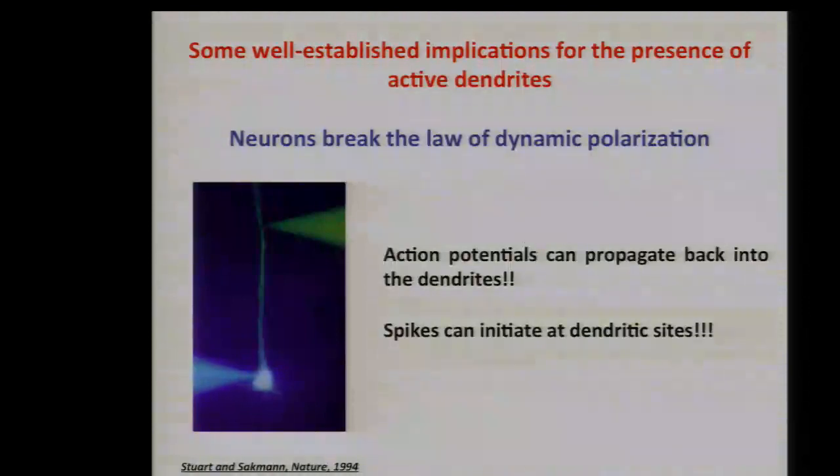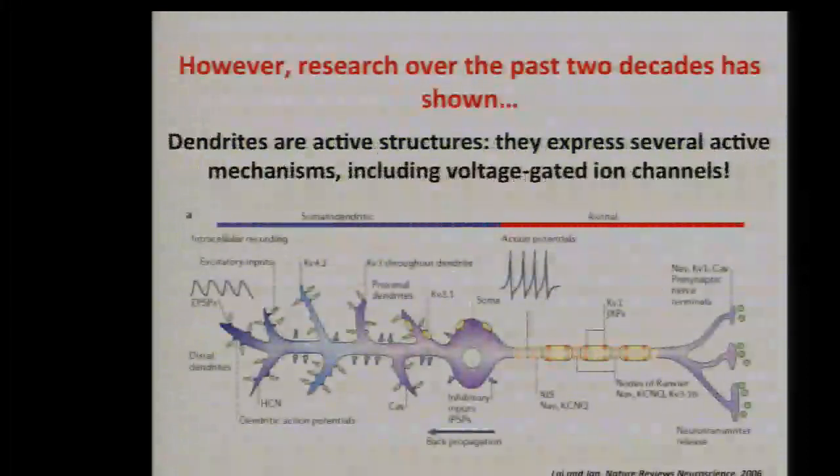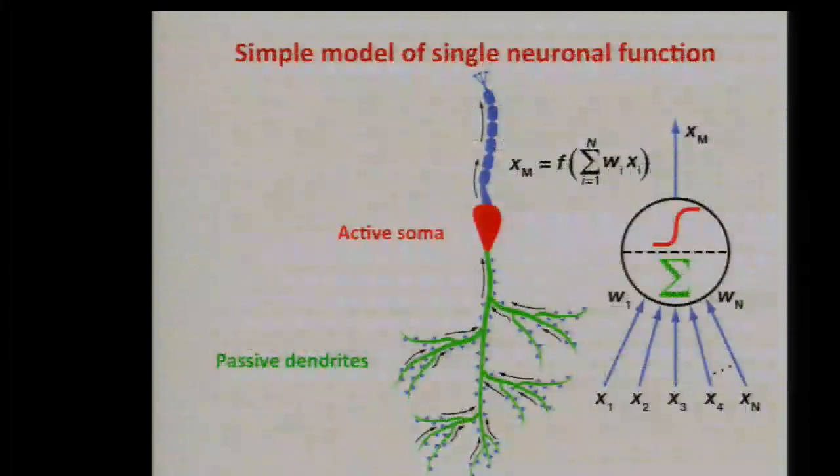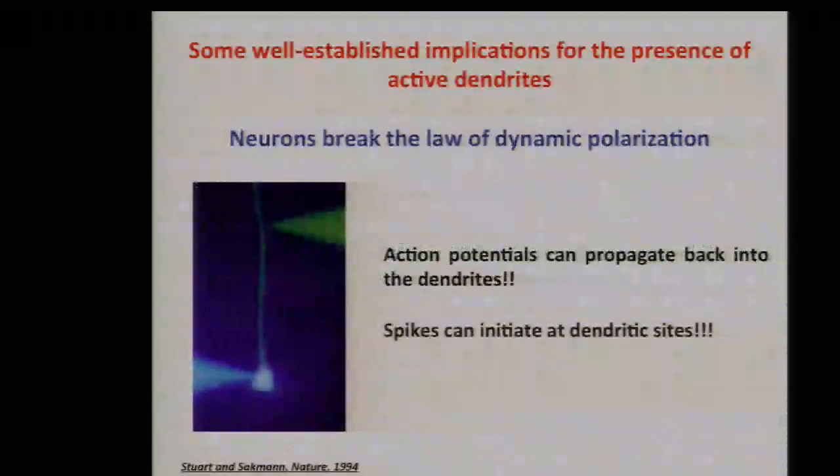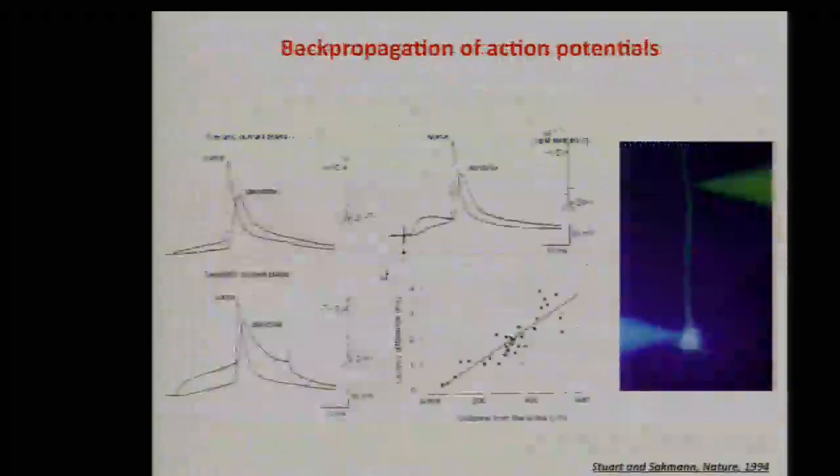And the second thing is that because you have these channels present even in the dendrites, you have sodium channels over here, which are responsible for the generation of the action potential that we saw earlier. So if they are present even on the dendrites, you can have spikes initiated at dendritic locations. You don't have to have the somatic location as the only point of spike initiation. Right? So those two became very clear because of this.